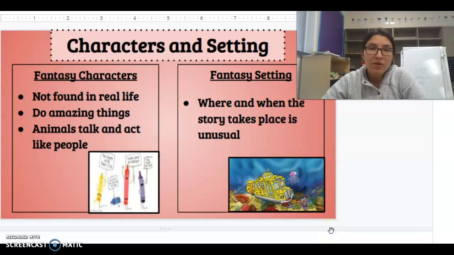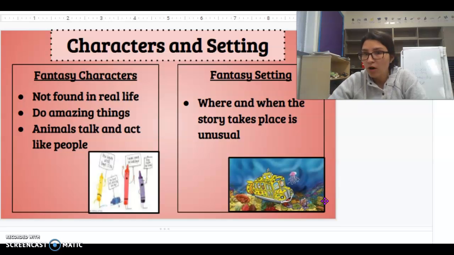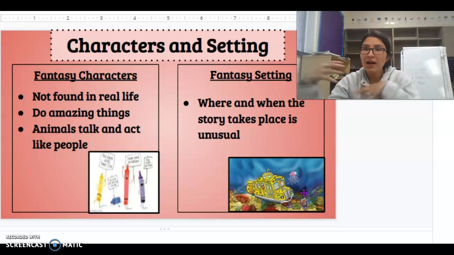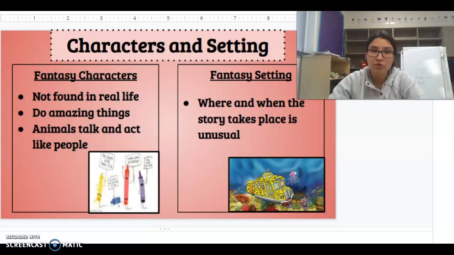So it might not be a real place. It might be in the clouds, right? It might be underwater. Here's the example of the Magic School Bus, and Miss Frizzle took her class on a field trip underwater. That's unusual. That cannot really happen, can it? No, you cannot take a school bus underwater. Plus, it's called the Magic School Bus. So the school bus can shrink, become a submarine. It can fly. It's not real. It's fake. Okay? So the setting is very unusual.